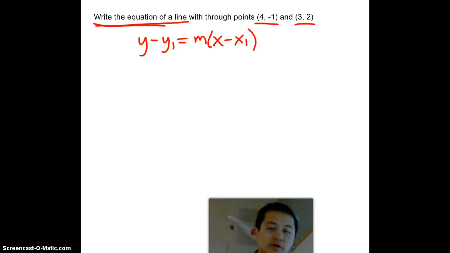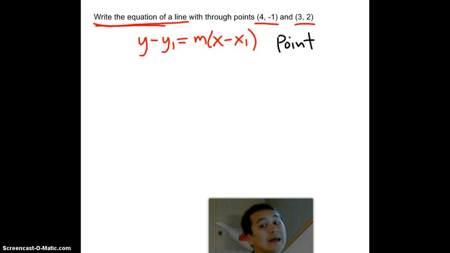2 points. All right. First of all, to write the equation of a line, you need two things. You need a point. Do I have a point? Yes. Actually, I have 2 points, so I have more points than necessary. So I'm just going to pick one of those two. Either one will be fine. I'm just going to pick the first one.